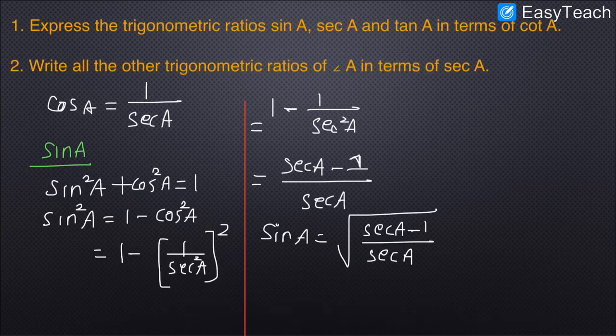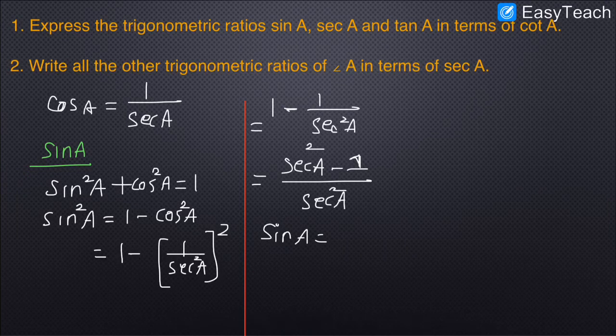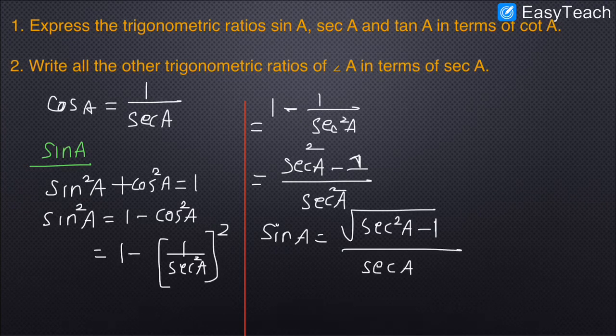So actually here secant square A. So here cos A, for cos A we can write 1 by secant A. It's already there, cos square A. So I forgot to put square. So secant square A. So same here also. So here also secant square A, secant square A. So in the next step, I take square root. So square root of secant square A minus 1 divide by secant A. So this is how you express sin A in terms of secant A.